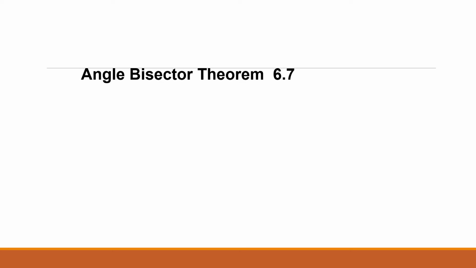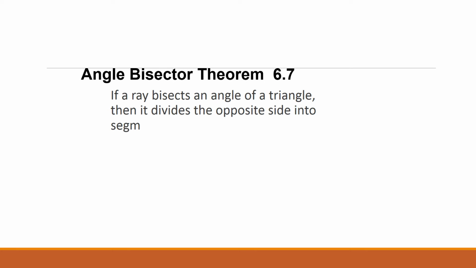Now the angle bisector theorem is very similar to what we did with the median and the altitude with our proportions. But remember, this is only one triangle now, where the median and the altitude had two triangles. So they're saying if a ray bisects an angle of a triangle, then it divides the opposite side into segments proportional to the other two sides.